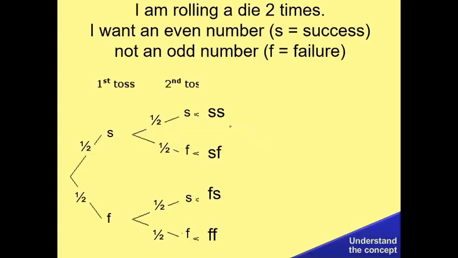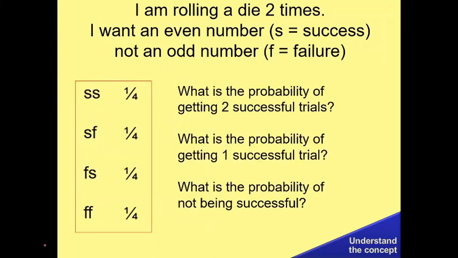Nice, straightforward. Next one, I'm rolling two dice. Just say I want an even number, or I want an odd number. So I've got all of these options now. I want two successful trials, a successful and a fail, a fail and a successful, and a fail and a fail. Each one of them, because it's the same option for the first and the second, is always a half. Now this is just the last bit of my tree diagram. The probability of getting two successful trials is just my top one, so it's going to be a quarter.